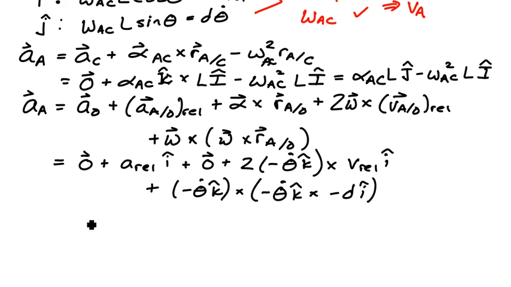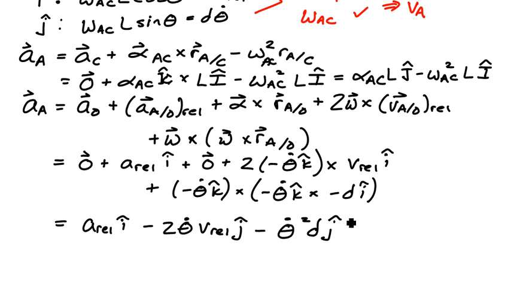So if we go ahead and expand this out here, we're going to have, in this case, A rel in the little i. K cross i is going to give me a j, so I'm going to have minus 2 theta dot times V rel in the little j. And then if I expand this out here, K cross i is going to give me a j. So I'm going to end up here with minus theta dot squared times d in the little j. Pardon me, in the little i. Almost messed that up there. Be careful with that one.